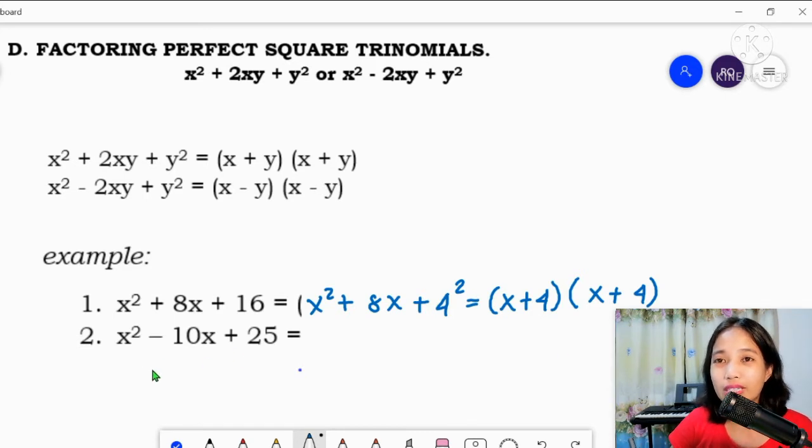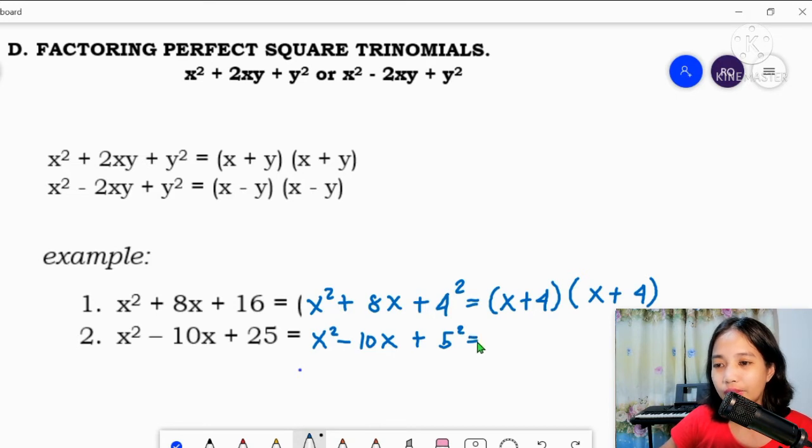Okay, so let's proceed now to the next example. X squared minus 10x plus 25. So dito naman ang x squared at 25 are both perfect square terms. Okay, at kung mapapansin ninyo, ang ating middle term ay negative. So therefore, we will follow this general form. Okay, so let's express first 25 into exponential form. So this will become x squared plus, minus 10x plus, so ano naman yung number na kapag minultiply sa sarili, ang sagot ay 25. So that is 5. 5 squared.